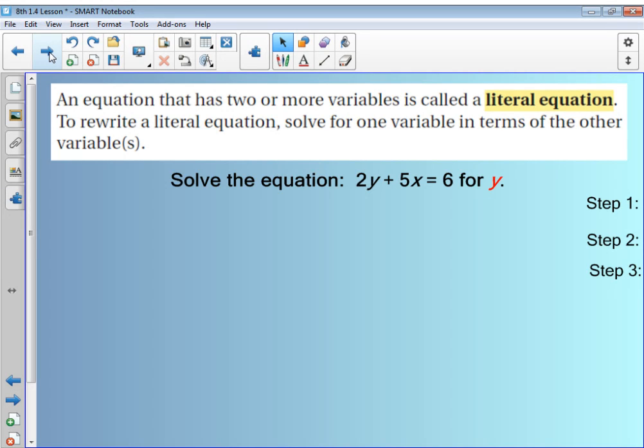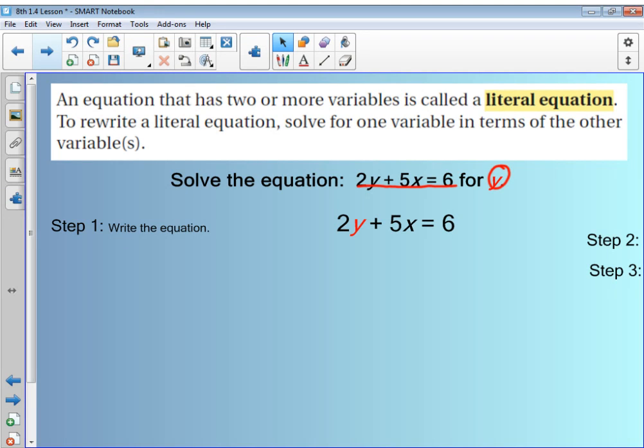So the first step that we're going to do in solving an equation such as 2y plus 5x equals 6, they've asked us to solve for y. So I've changed the color just to make it a little bit easier for us. Our first step is to write out the equation on our board. I wrote it separately so that we aren't fumbling through the 4y in there.